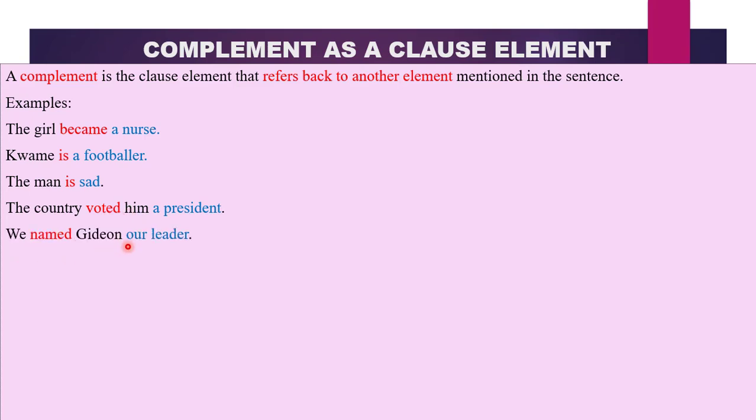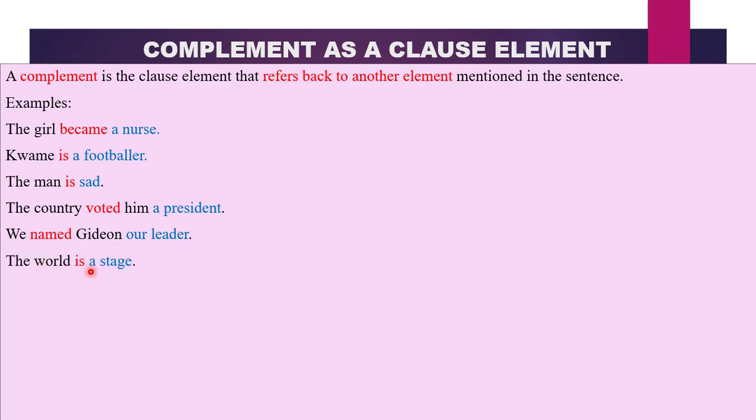We named Gideon our leader. We, subject, named our verb, which is a transitive verb. Whom did we name? Gideon. It suffers from the action, so it is our object. Our leader refers back to Gideon. And what did we say about complements? They refer back to another element. Therefore, our leader refers back to another element, which is our object, so it becomes a complement.